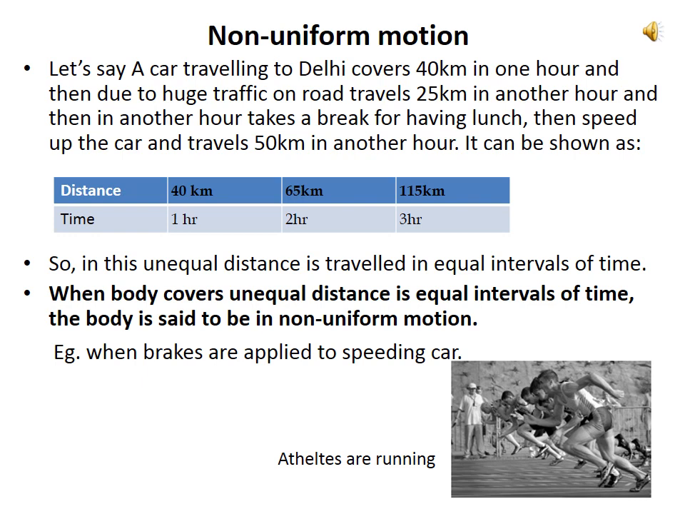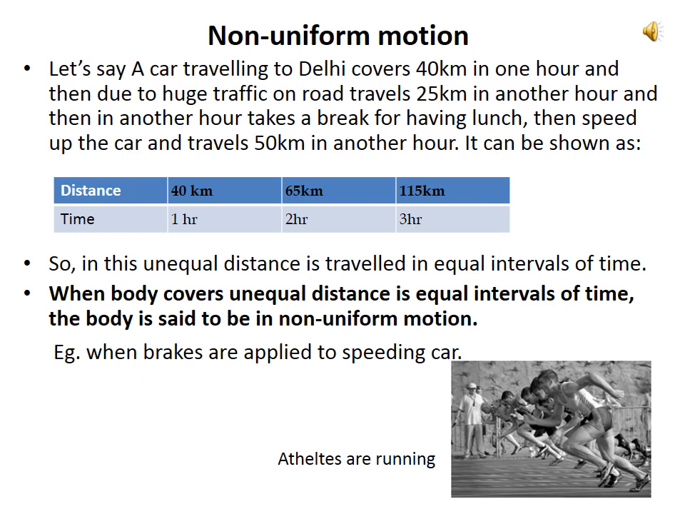Here, unequal distances are traveled by the bus in equal intervals of time. Can you say it is in uniform motion? No, because unequal distance is covered in equal intervals of time, so the bus is said to be in non-uniform motion. How can we define non-uniform motion? When a body covers unequal distances in equal intervals of time, the body is said to be in non-uniform motion.